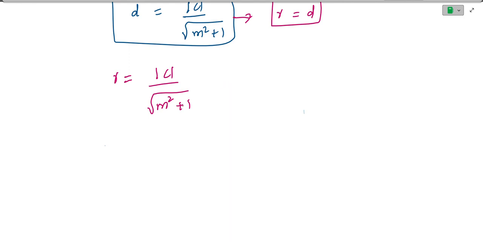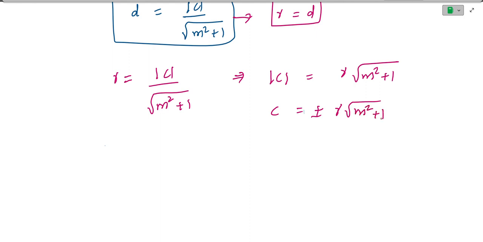So transpose this denominator to the left hand side. I am going to get mod c is equal to r times under root of m square plus 1. c will be equal to, if I can take off this mod value, so I have to put plus or minus sign to the right hand side. So plus or minus of r times under root of m square plus 1. So this is the value of c.